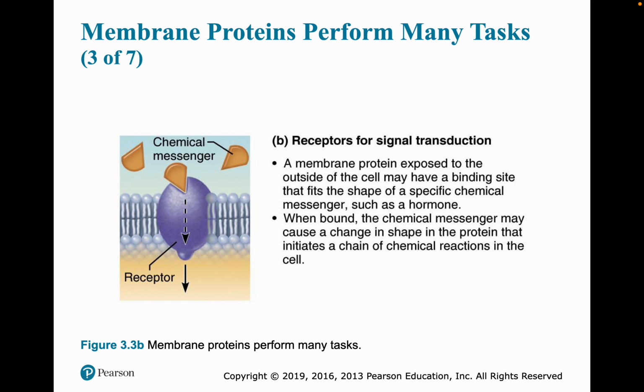Hemoglobin is a transport protein. It's not a membrane protein. It does carry oxygen, but doesn't help oxygen cross plasma membranes. But it is a transport protein.